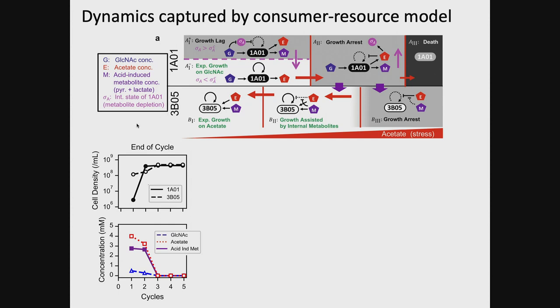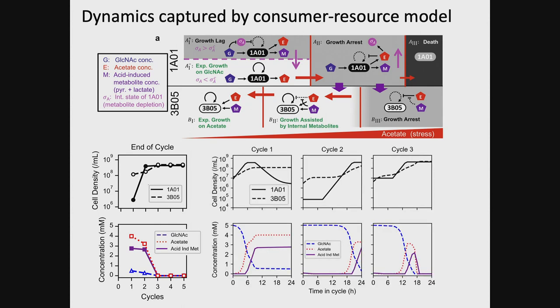This is the end of the cycle, where you see what happens for the two densities and the concentration, which recapitulates the observation. It also allows you to get a peek of how this happens as it goes into the stable cycles. You see after the first cycle it crashes, and we have to include death and all of that stuff. When you include everything, it just reproduces what we observe.